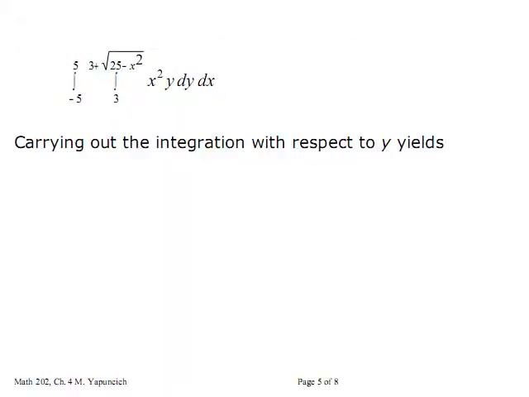Here's what the integral would look like. Say the function is x squared times y. The innermost integral, which I've written on the inside, is the integral with respect to y, and here are its limits. It goes from 3 to 3 plus the square root of 25 minus x squared. Then the outer limit is x varying from -5 to 5.